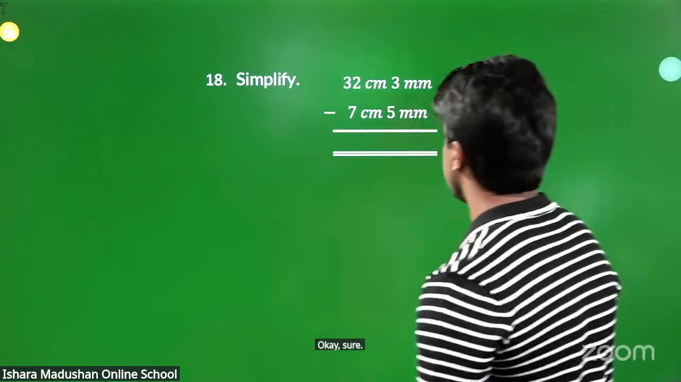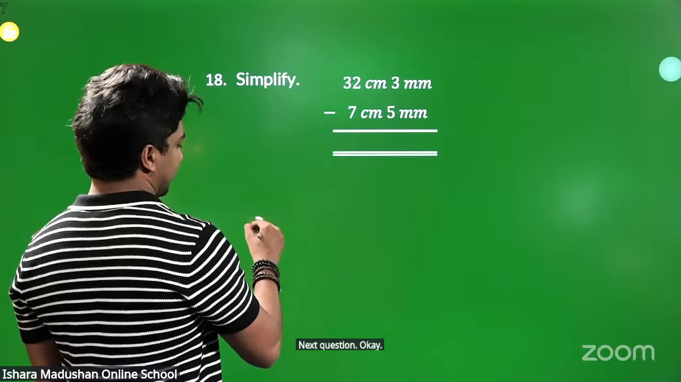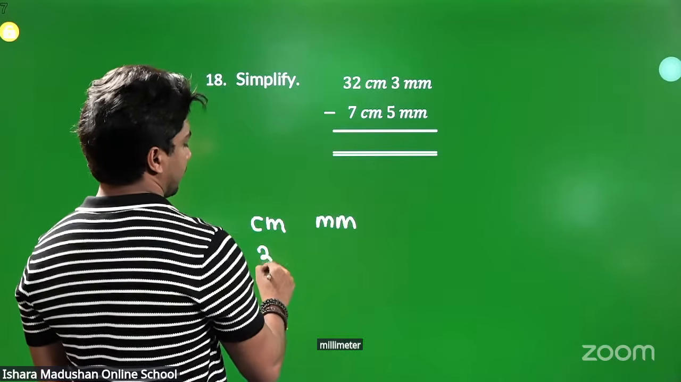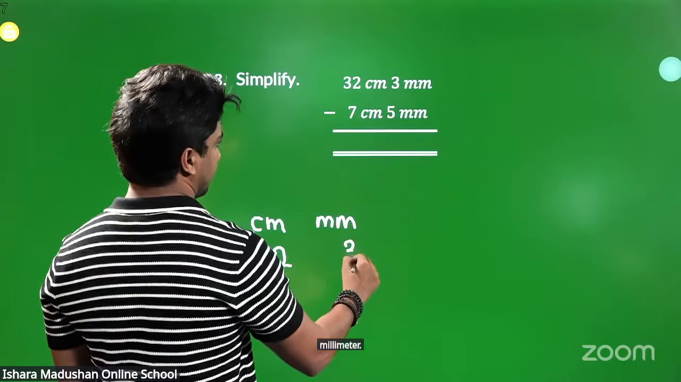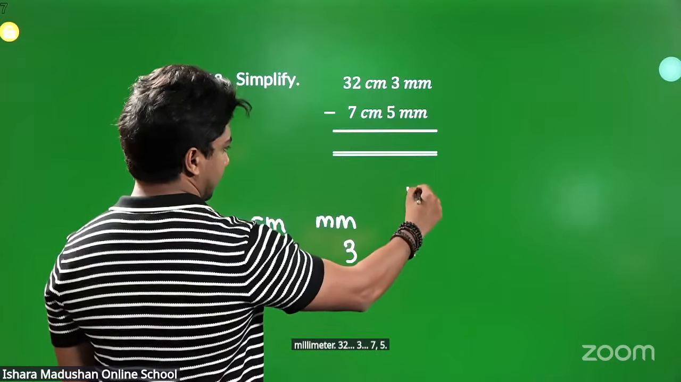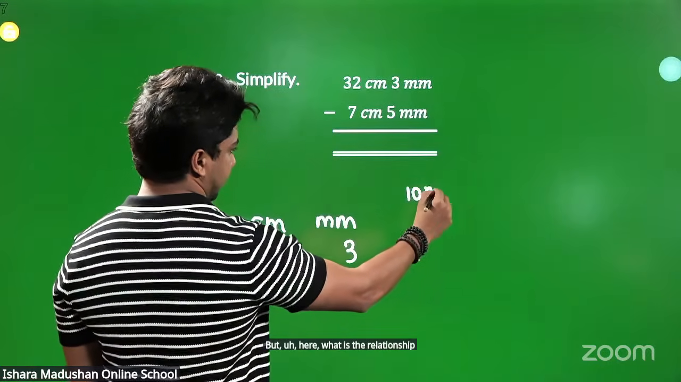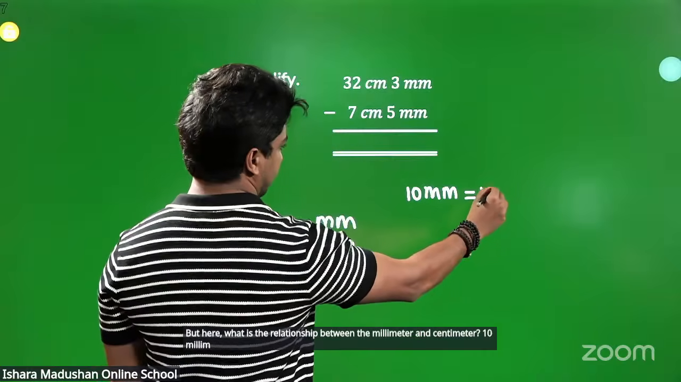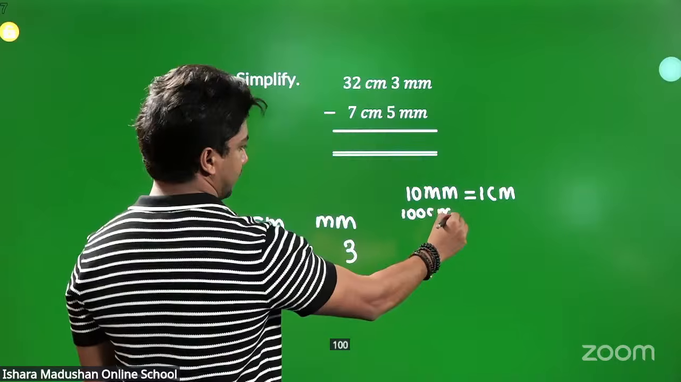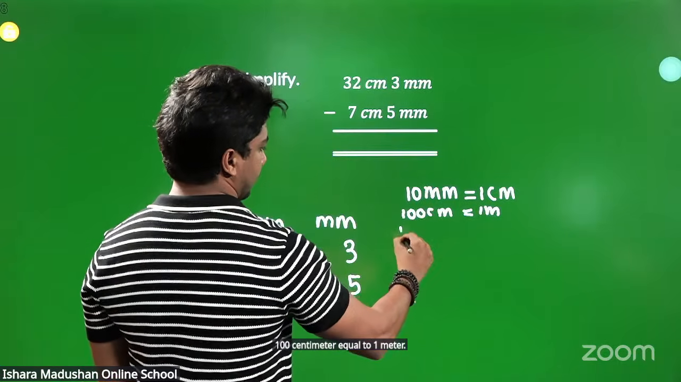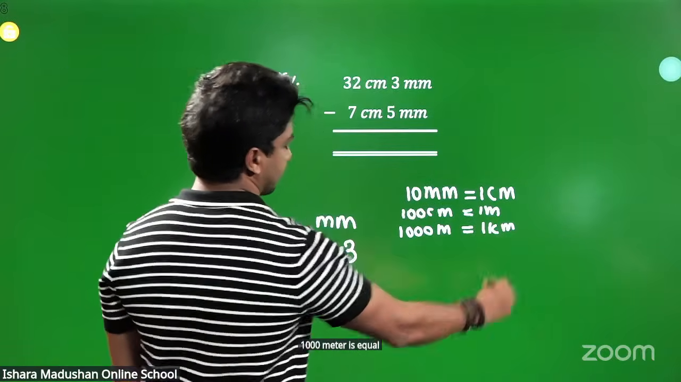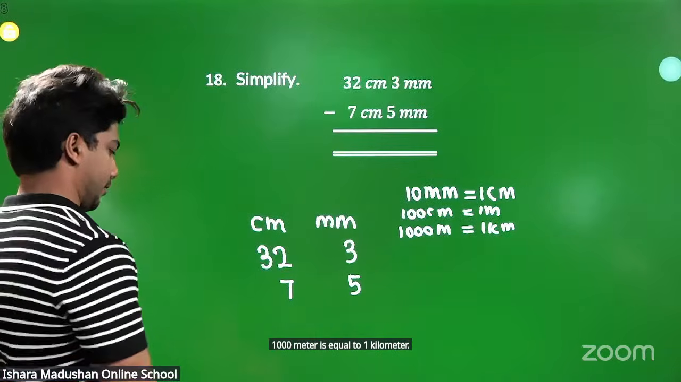Next question. Centimeter, millimeter, 32, 3, 7, 5. Putha, here, what is the relationship between the millimeter and centimeter? 10 millimeter is equal to 1 centimeter. 100 centimeter equal to 1 meter. 1000 meter is equal to 1 kilometer. Right, okay.